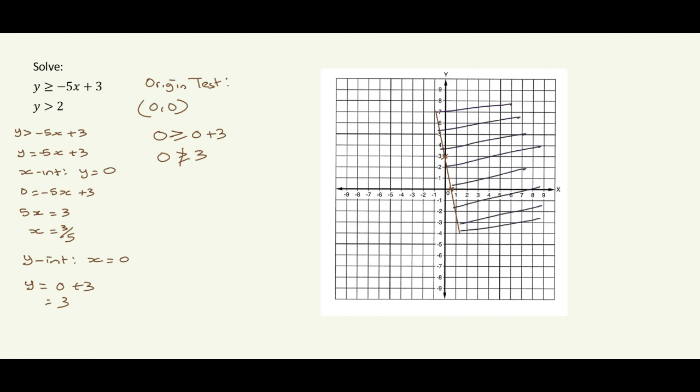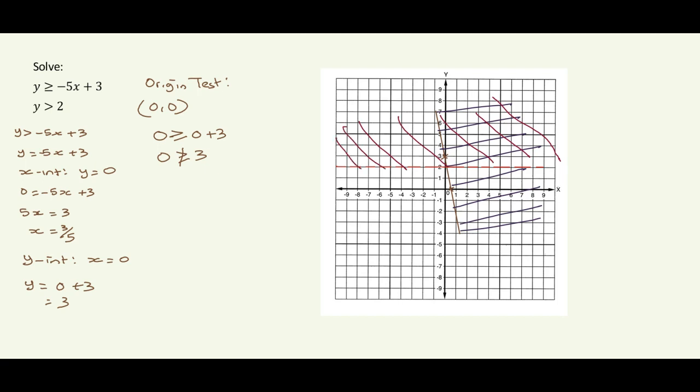The next thing we have is y is greater than 2. So let's look at y. Because it's greater than, we're going to make it a broken line. And then the next thing we're going to do is shade the part of the graph that is above 2, because it's greater than 2. So we'll look right here. This is the part of the graph that is above 2.